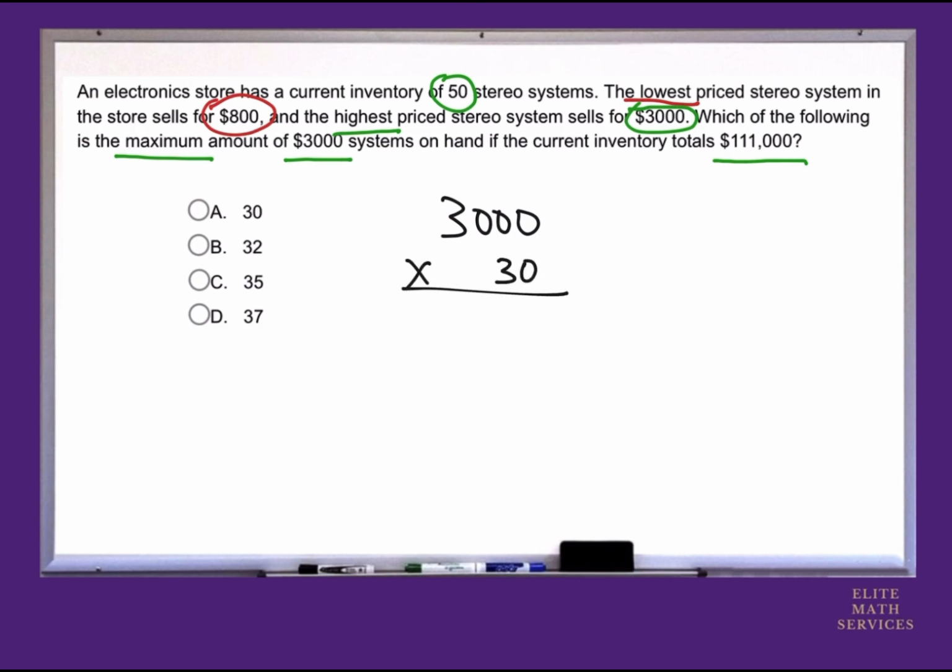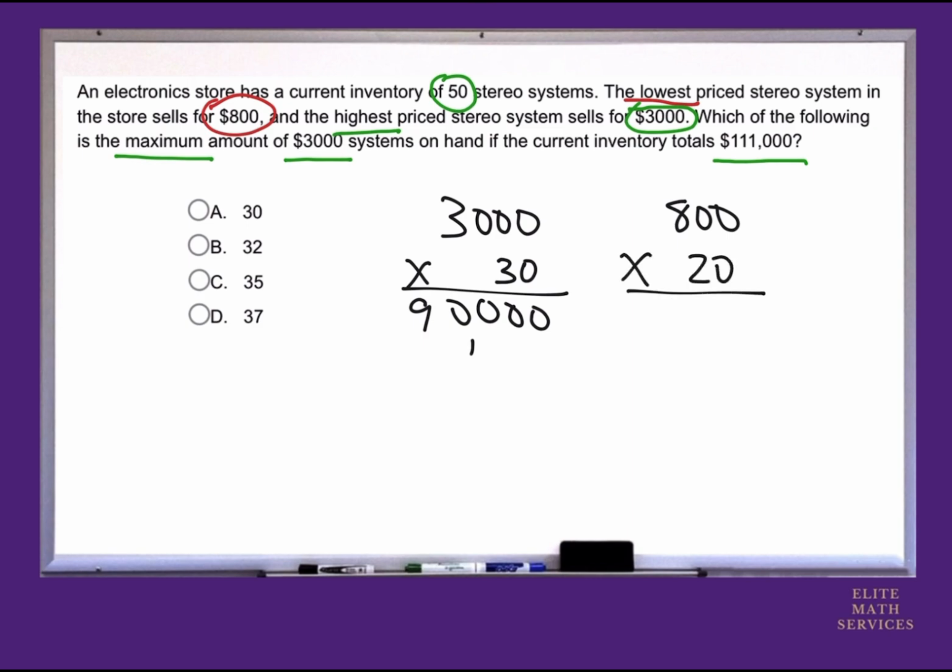All right, we're going to do 30 times the maximum, right, as the highest. 30 times 3,000 is going to give us 90,000. All right, and so if we have a maximum of 30 of the 3,000 systems, we need to subtract that 30 from the 50 because we have 50 in total.